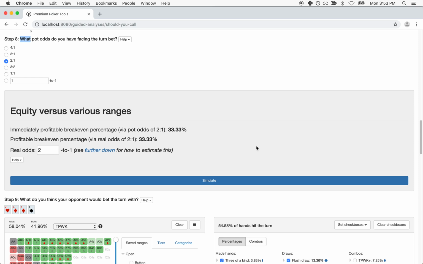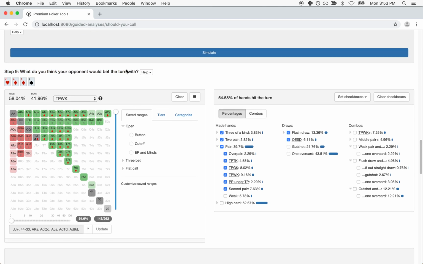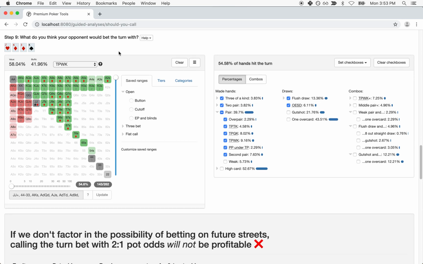I'm going to skip this section and come back to it because it's going to make more sense later. So we're going to move on to step 9, which is probably the most important step. It's asking us, what do we think our opponent would bet the turn with? More specifically, what do we think they'd bet full pot with on the turn? Because maybe we could read into the bet sizing to figure that out.